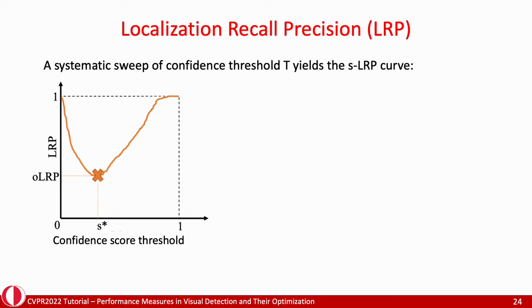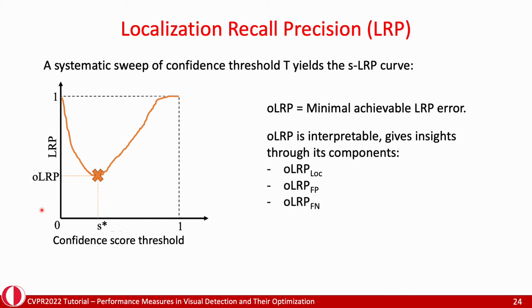So far, we have seen the computation of LRP for just one specific confidence threshold T. A systematic sweep of confidence threshold T yields this curve. It's called the SLRP curve. On the x-axis, we have the confidence score thresholds, and on the y-axis, we have the LRP values. We call the minima in this curve the optimal LRP, or OLRP for short. It represents the minimal achievable LRP error, and this point represents the overall performance of a visual detector.